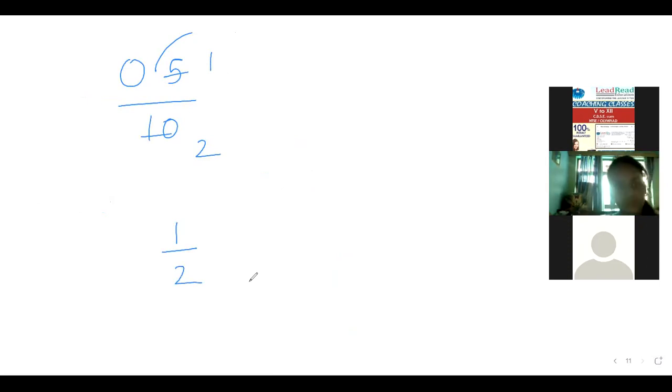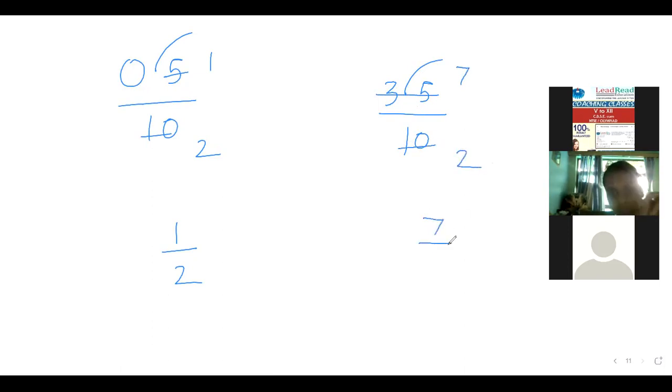Ma'am, can you convert 3.5? 3.5. If you remove the decimal, you can put 10. Now if you simplify it, cut it by 5. 5 sevens are 35, 5 twos are 10. So your answer is 7 by 2.